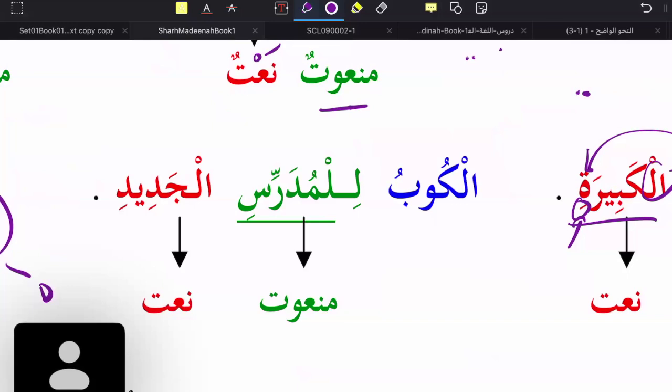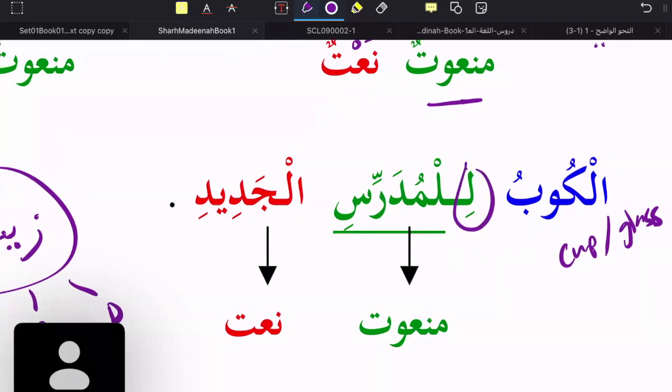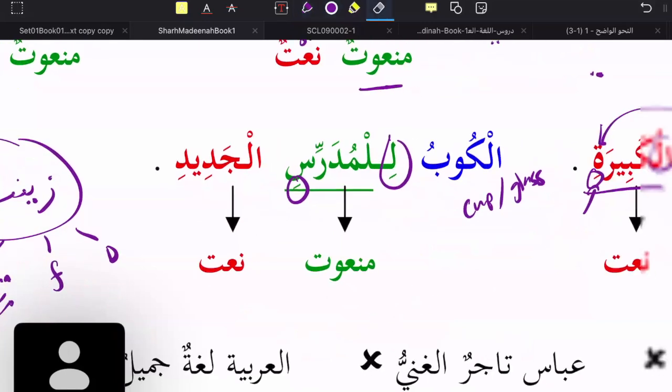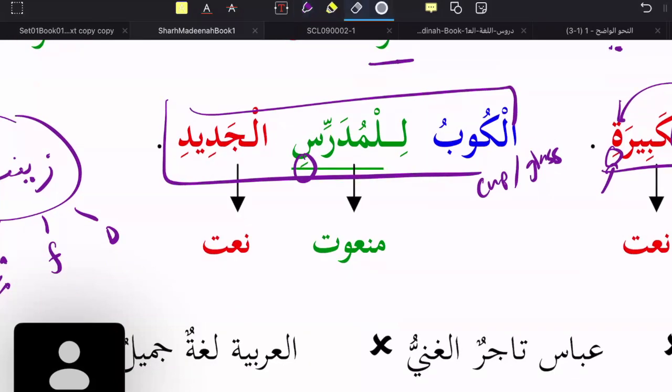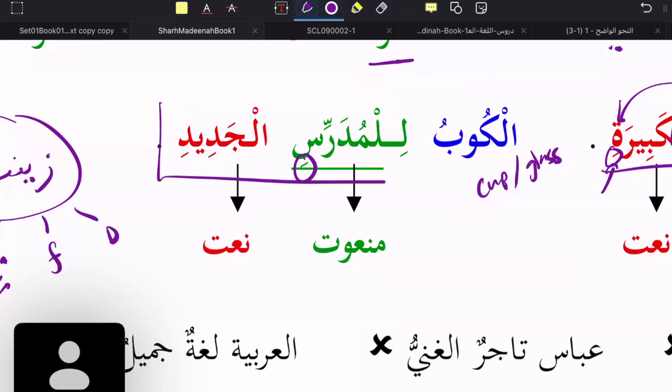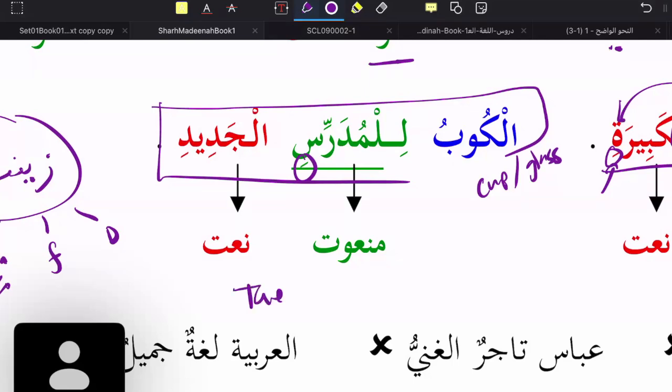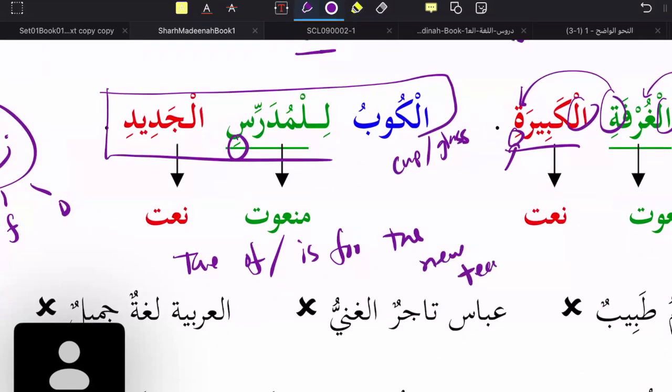Then we have al-kub. Kub is a cup. It can be used as a glass as well, I suppose. Lil mudarrisi, li, harful jarr, right? After li, we have a kasra. Lil mudarrisi al-jadid. So how would you translate this one? Al-kub lil mudarrisi al-jadid. If you don't understand the adjective phrase, you will not be able to translate properly. The cup of the new teacher. Yes, you can say of, or belonging to, or for. The cup is for the new teacher. So now, because we see that everything is matching, this is an adjective phrase.